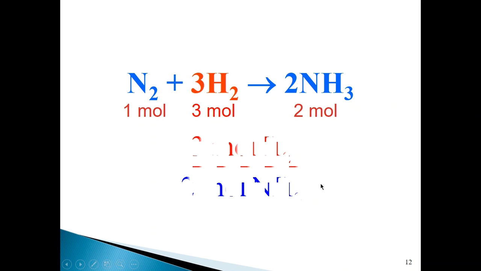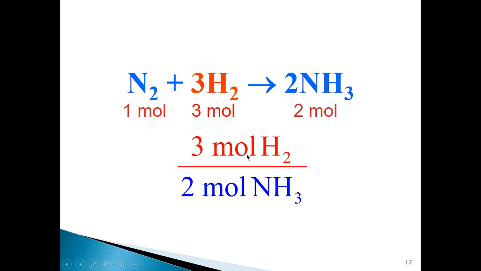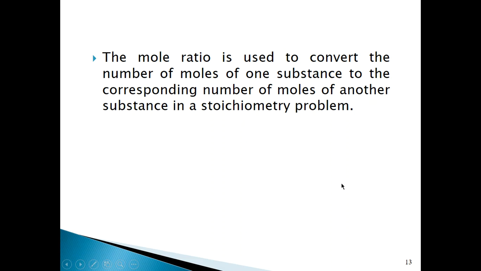And another example, you could look at the relationship between the hydrogen and the ammonia. That's a 3 to 2 mole ratio, or the other way around, 2 moles of ammonia to 3 moles of hydrogen. In other words, you could flip this fraction to get another conversion factor, which represents the relationship between the hydrogen and the ammonia. So those are just two examples, and that is what you use in stoichiometry. We use these mole ratios to convert the number of moles of one substance to the corresponding number of moles of another substance in a stoichiometric type problem.